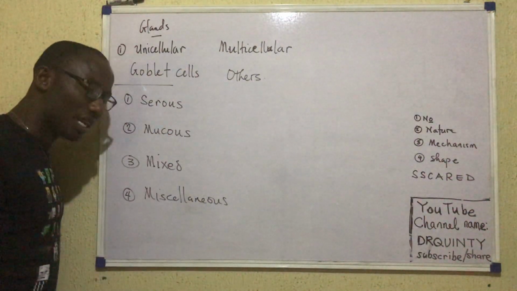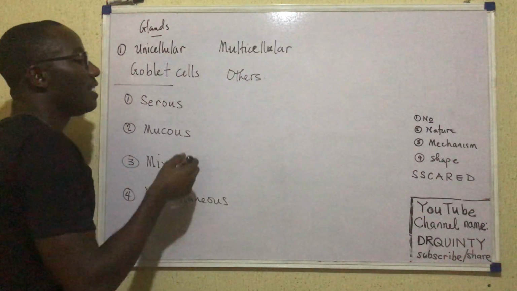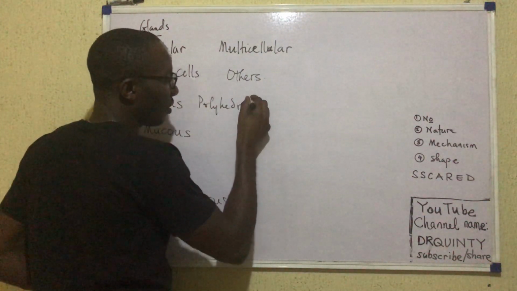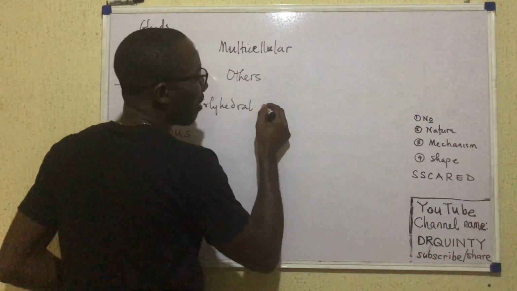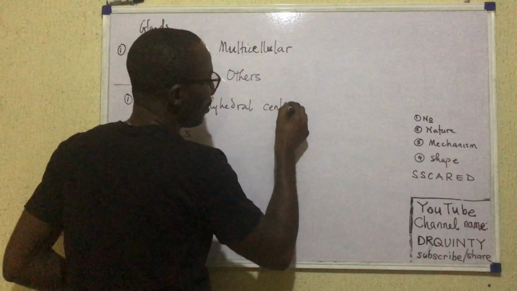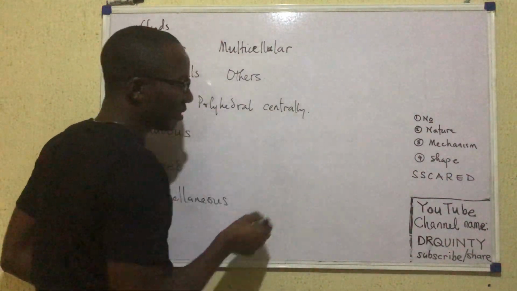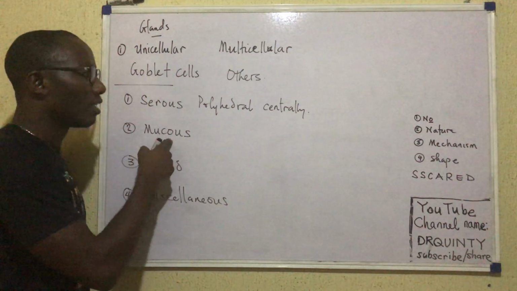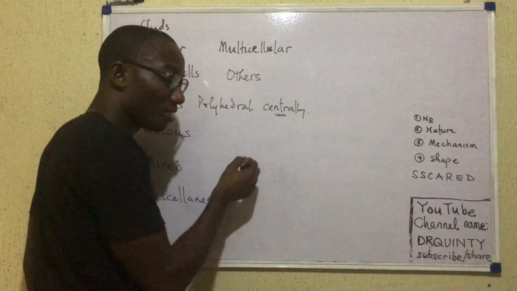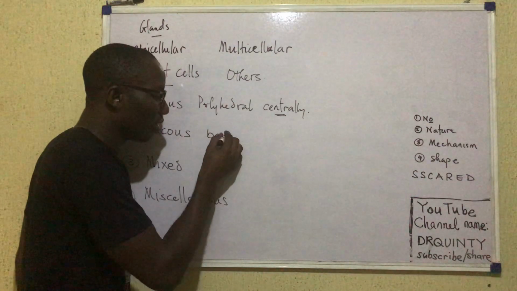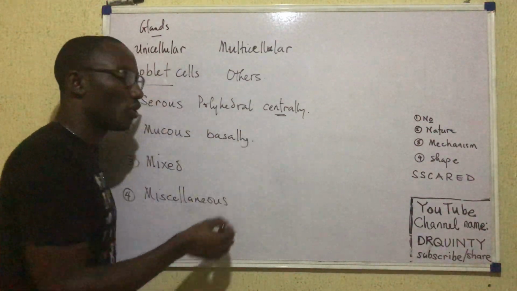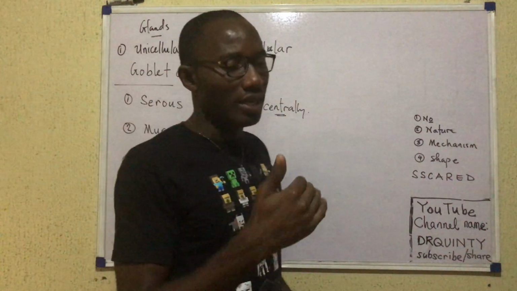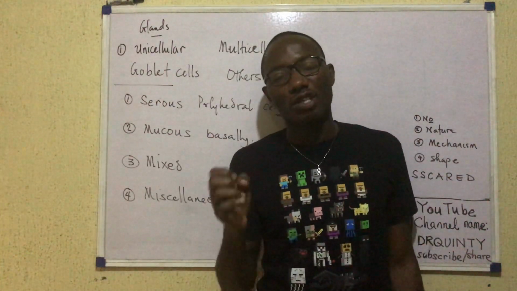For the serous glands, their cells are usually polyhedral, and they have a nucleus that is centrally located. But for the mucous glands, the nucleus is usually not central. Instead, the nucleus is basally located. So what do we mean by basally? That is at the bottom of the cell. So when you look at their cells, you can actually differentiate serous from mucous.